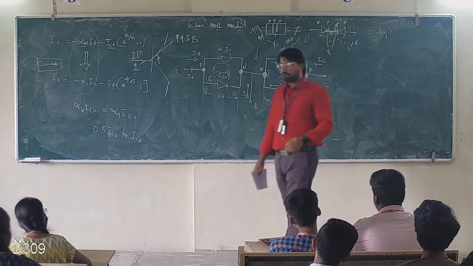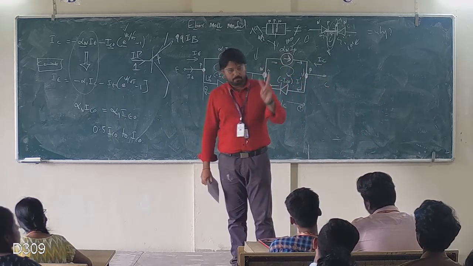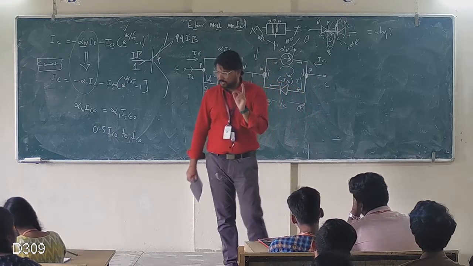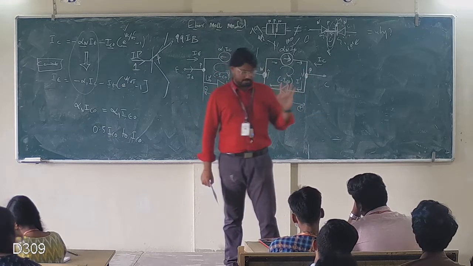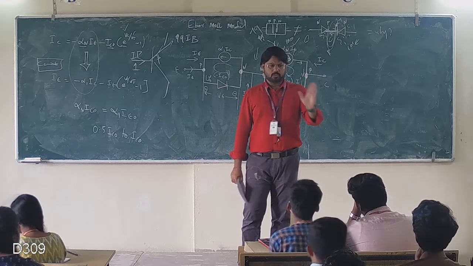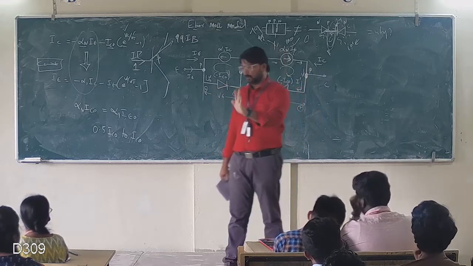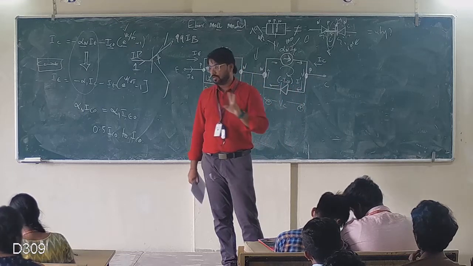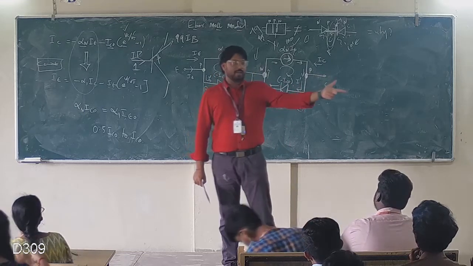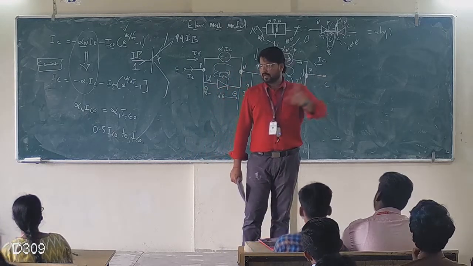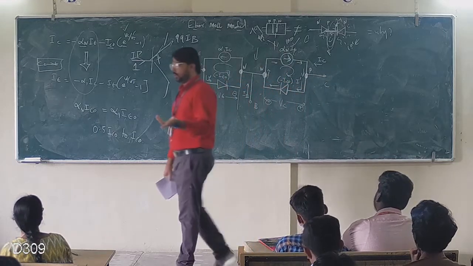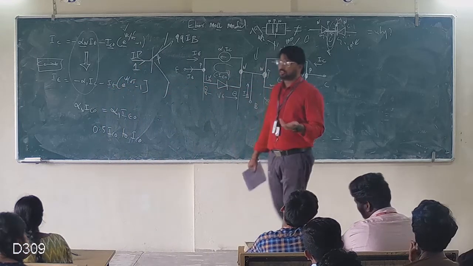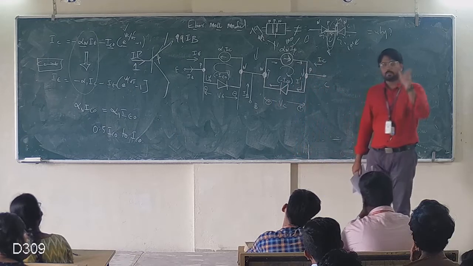What are we studying? BJT. What is BJT? Bi means two. Majority and minority. So the current conduction is due to both majority and minority carriers. What is a transistor? Transferring a signal from one port to another port. What is BJT? Bipolar transistor. So the current conduction is because of bipolarity. What is bipolarity? Minus and plus. What is minus? Electron. What is plus? Hole. Very good. So the current conduction is due to both majority and minority. That's why it is bipolar.